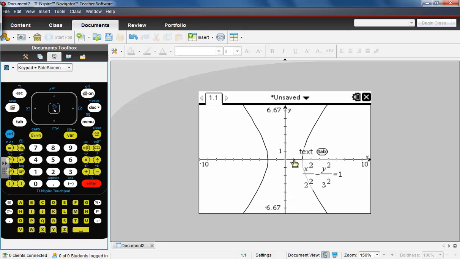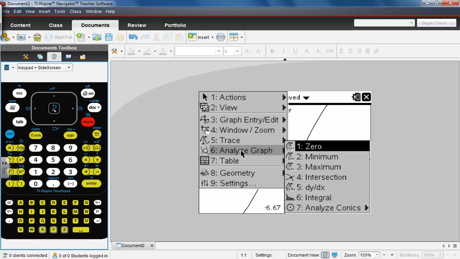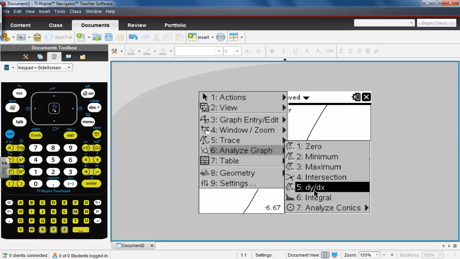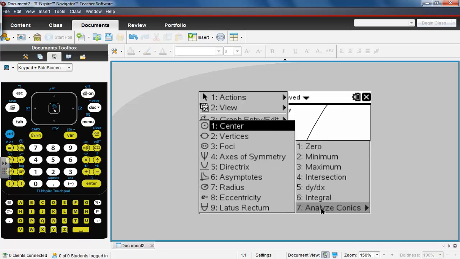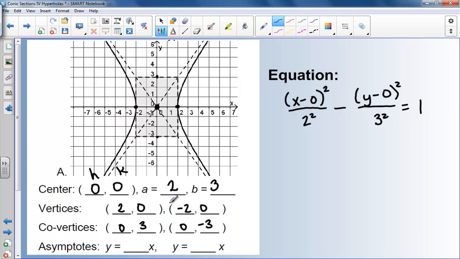So this looks like the graph we were just looking at, and we see that these points we had marked as vertices look exactly the same. Let's go ahead and check our vertices using the calculator, and find the asymptotes. I'm going to go to Menu, and just like we analyze any other graph, we can analyze this graph, but we have to come way down here and say Analyze Conics, and then we have all these options. We're going to start with vertices, and before it will show up, you have to touch your graph. So here are the vertices that I wrote down, negative 2, 0, and 2, 0. That's the same thing that we had written right here.